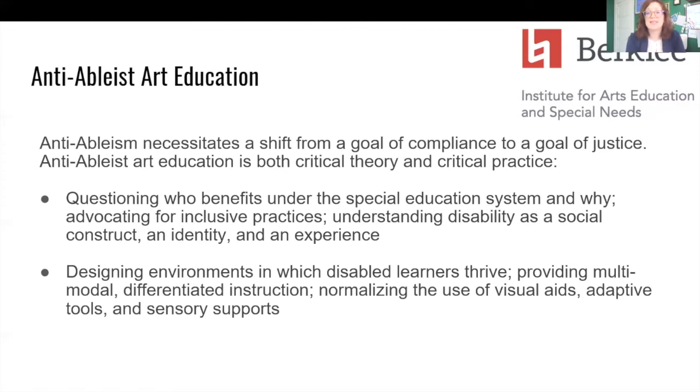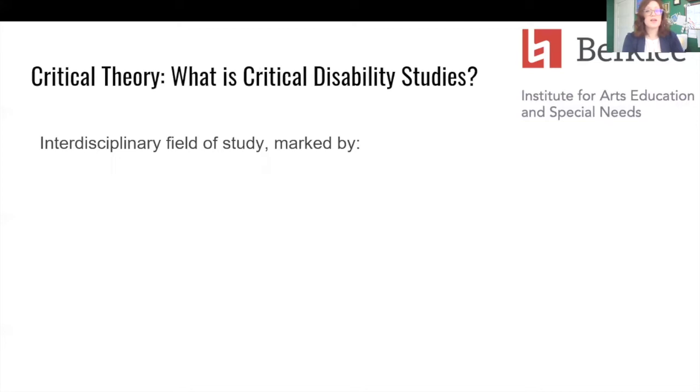These are the practices that a lot of teachers, particularly educators like you who attend conferences like this, are already doing. So anti-ableist art education isn't about reinventing those practices or disavowing any place for special education in the art room. It's about recontextualizing them so that they can be employed in a way that is more devoted to a just understanding of who our students with disabilities are. So let's start by diving into critical theory.